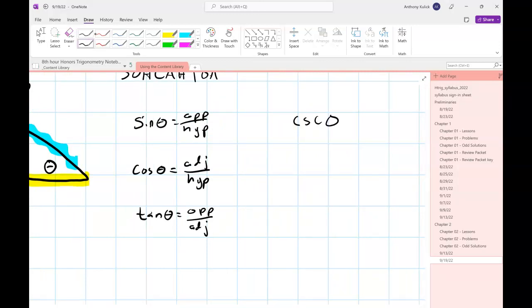The first one, cosecant theta, is equal to hypotenuse over opposite. The next one, secant theta, is hypotenuse over adjacent. And the last one is cotangent.